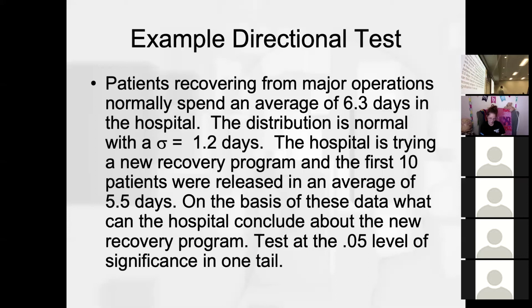So here, let's work out another example. Patients recovering from major operations normally spend an average of 6.3 days in the hospital. The distribution is normal with a standard deviation of 1.2 days. The hospital is trying a new recovery program, and the first 10 patients were released in an average of 5.5 days. On the basis of these data, what can the hospital conclude about the new recovery program? Test at the 0.05 level, so that's our alpha level, with one tail.